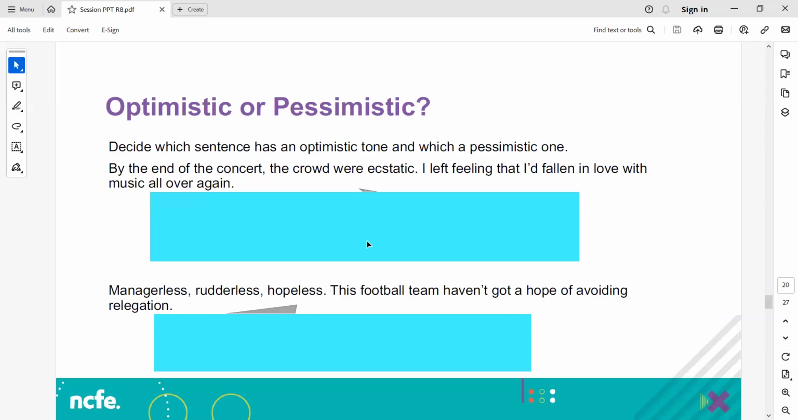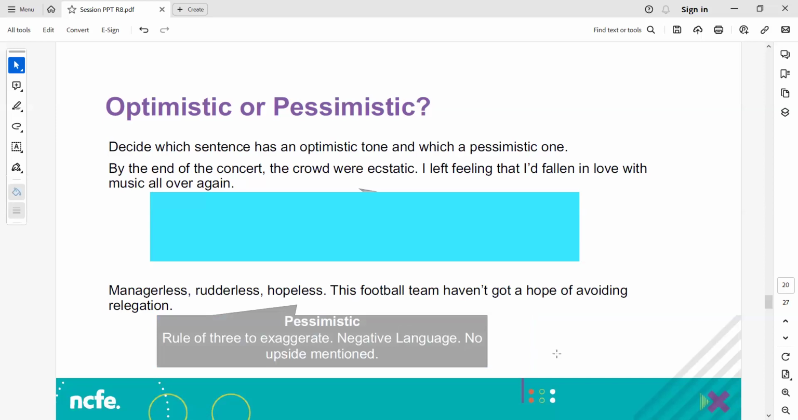Which sentence is optimistic and which is pessimistic? The bottom one is pessimistic. Well done. What tells us it's pessimistic? Well, I've already shown you there. Negative language. There are no positives or upsides mentioned. We've also got that exaggeration by using the rule of three technique. So well done.